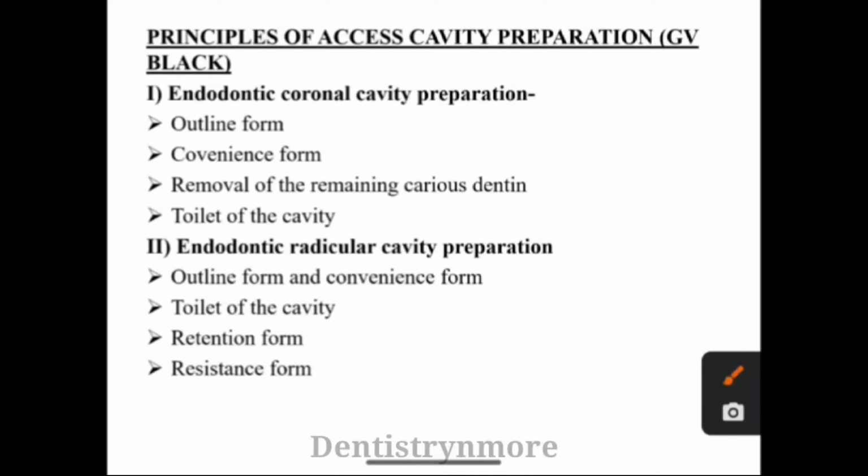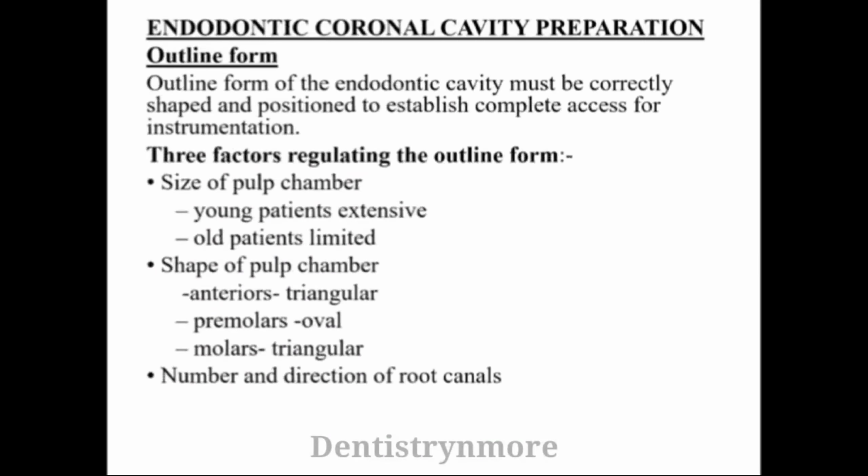Black. The endodontic coronal cavity preparation and endodontic radicular cavity preparation: in the case of coronal cavity preparation, it includes outline form, convenience form, removal of any remaining carious dentine, and toilet of the cavity. And the endodontic radicular cavity preparation includes outline form and convenience, resistance and retention, same as that of the coronal cavity. So first one is endodontic coronal cavity preparation.